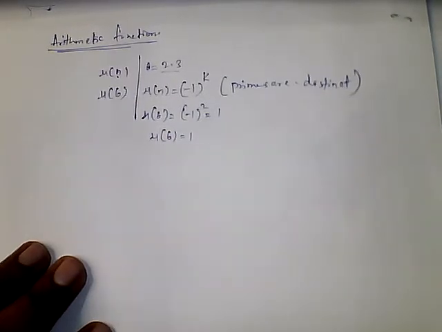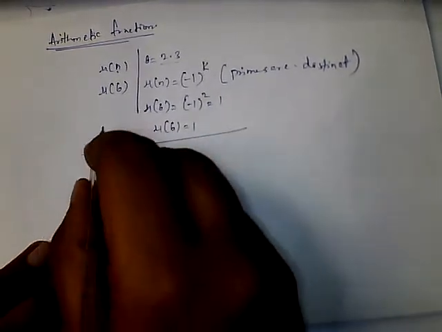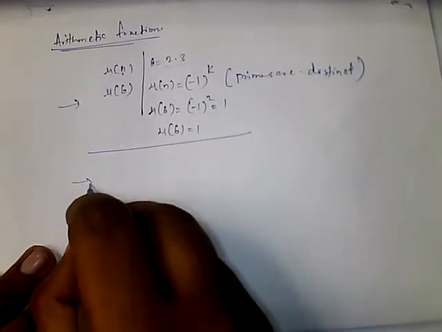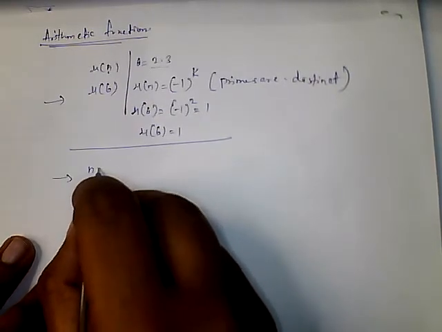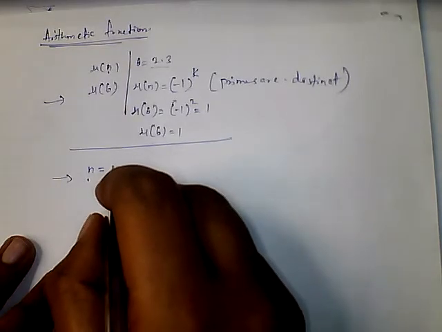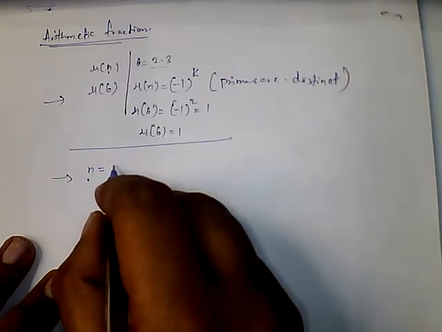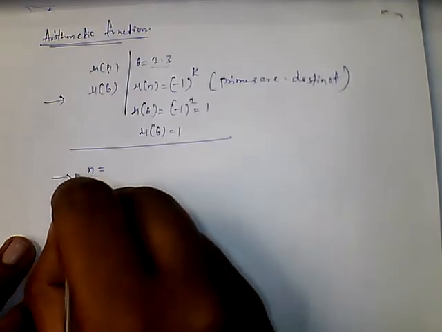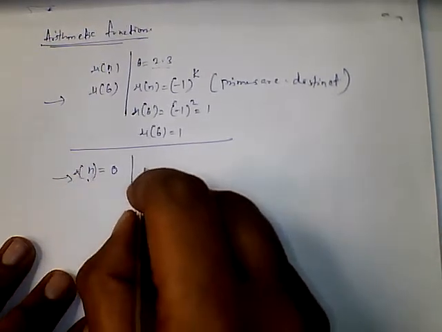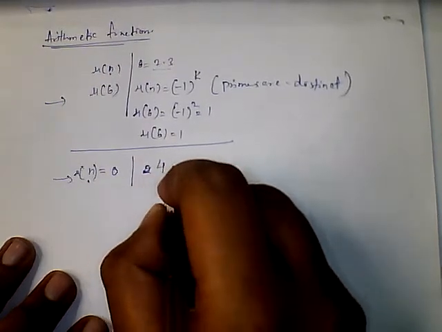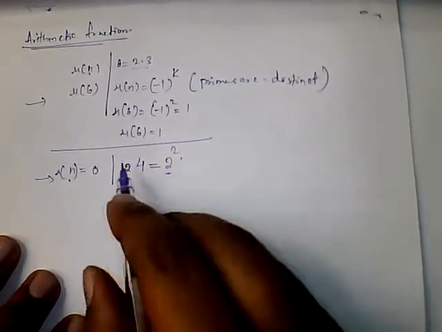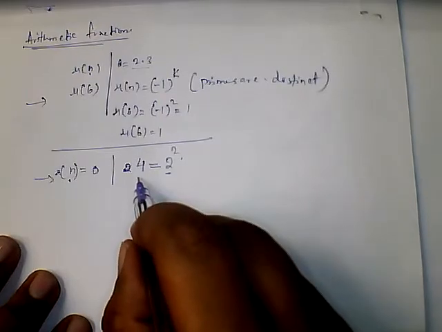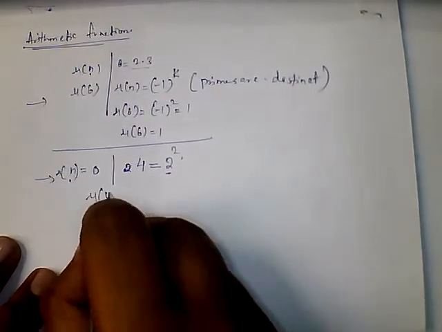Now we have another property, property 2. It says that if n has a square factor in its prime decomposition, then mu of n equals 0. For example, for 4, the prime factorization is 2 squared, so we have a square factor in the prime decomposition of 4, so mu of 4 will be equal to 0.